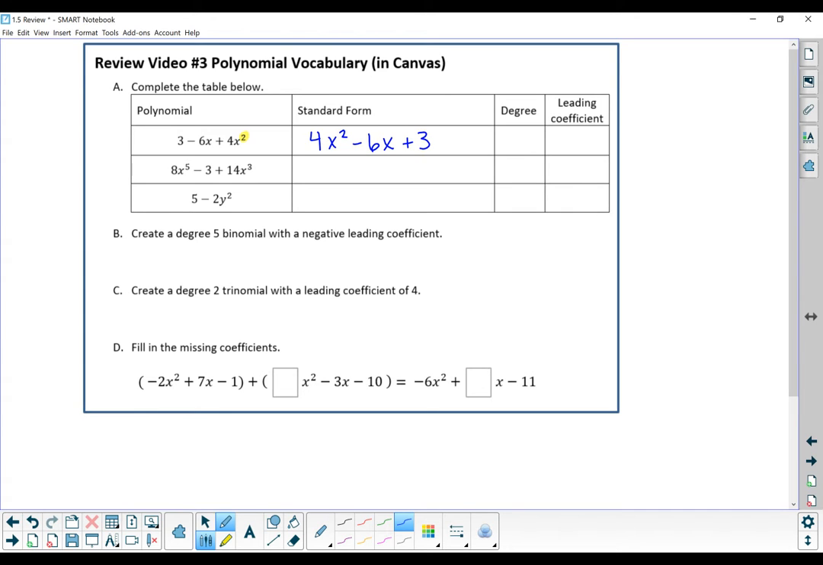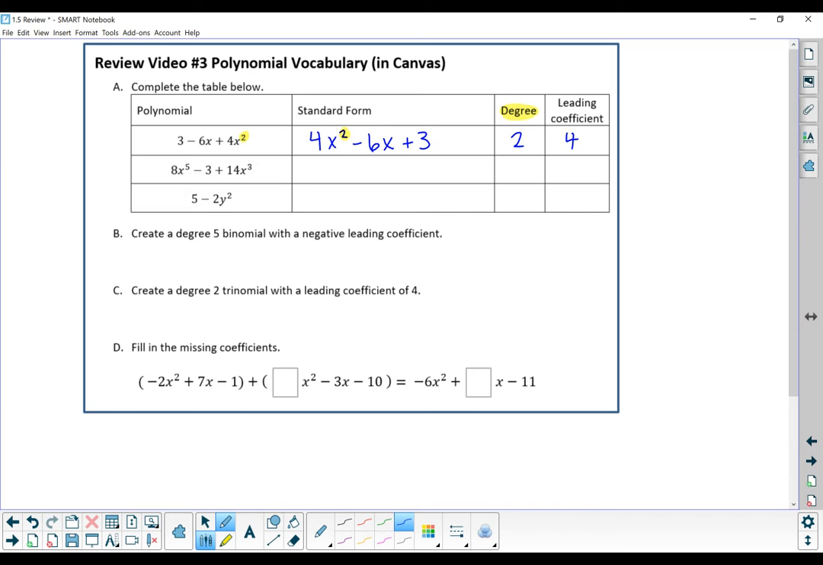They have power 0. So now that we have the function in standard form, we can write down the degree and leading coefficient. The degree and leading coefficient both come from that leading term. The degree of the polynomial is the power of that leading term. So this is degree 2. The leading coefficient is the coefficient of that term. So it is 4.